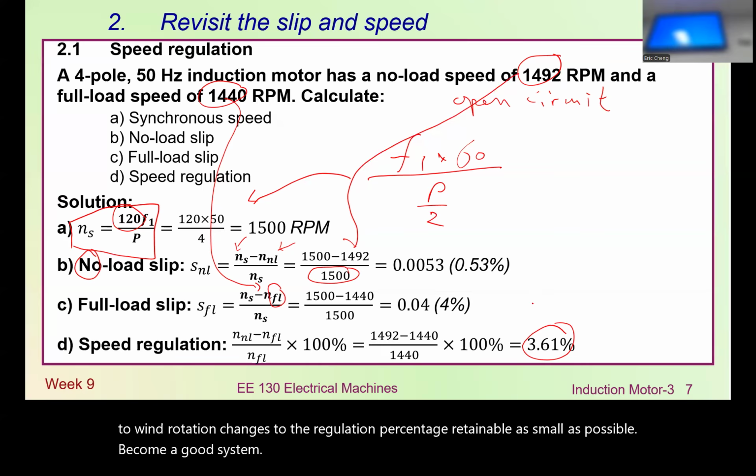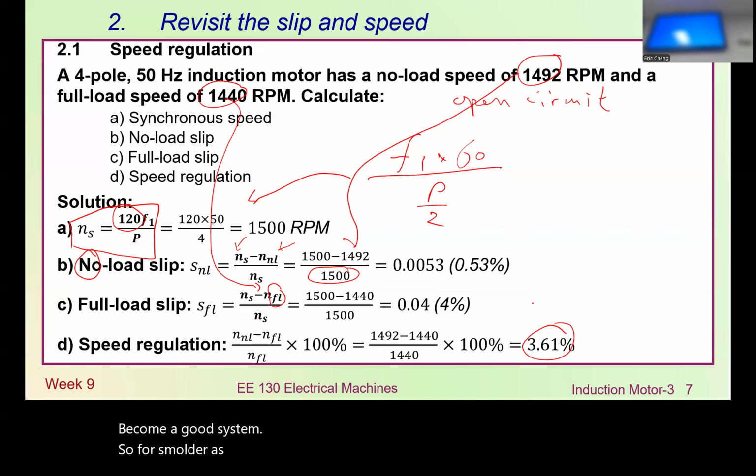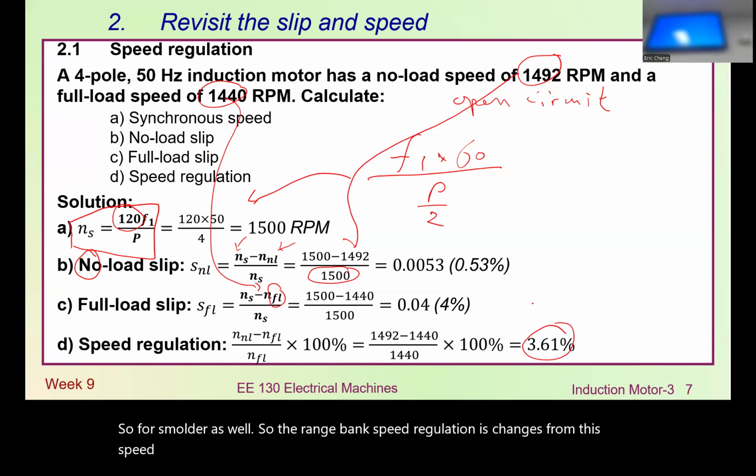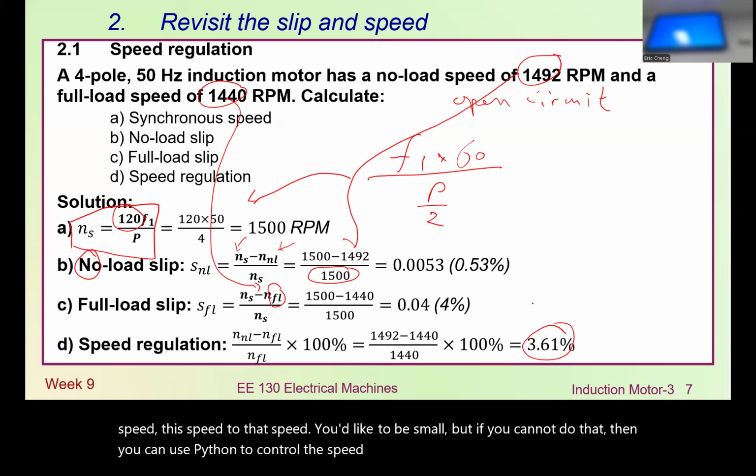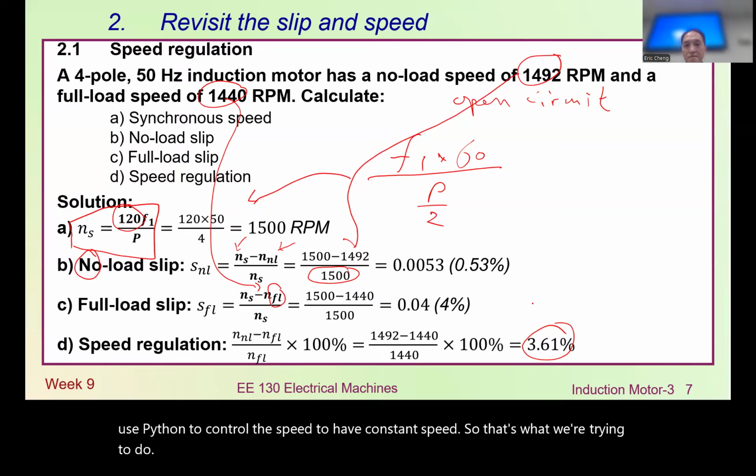So for a motor as well, the speed regulation is the change from this speed to that speed. You like it to be small. But if you cannot do that, then we can use power electronics to control the speed to a constant speed. So that's what we're trying to do.